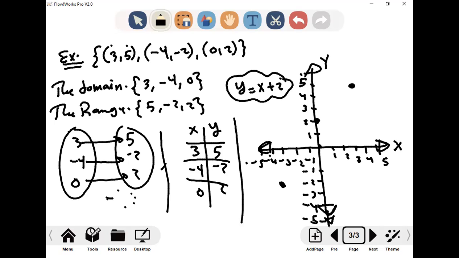Add 2 to the 3, 5. Add 2 to the negative 4, negative 2. Add 2 to the 0, 2. So what we are doing, we are adding 2 to the x. We have y. Depends on the numbers on the table.